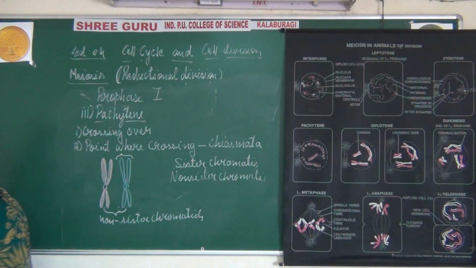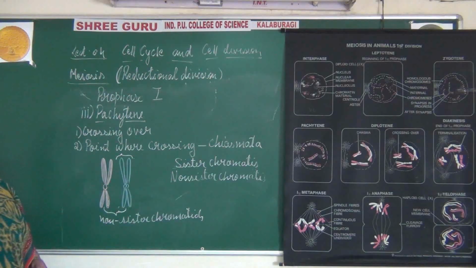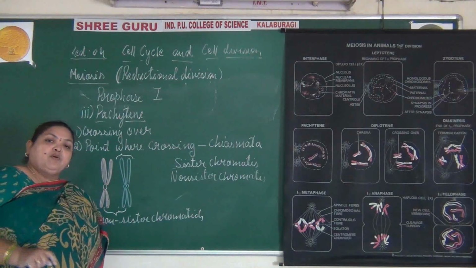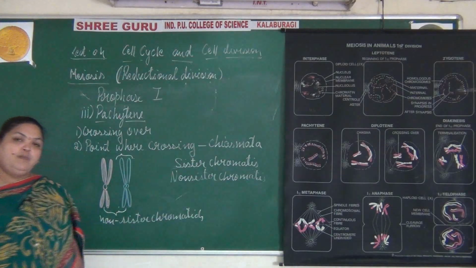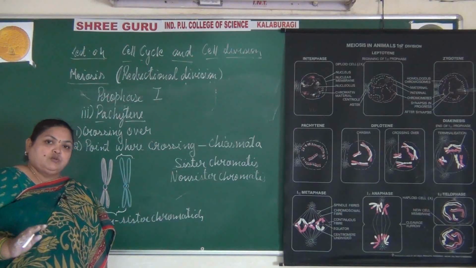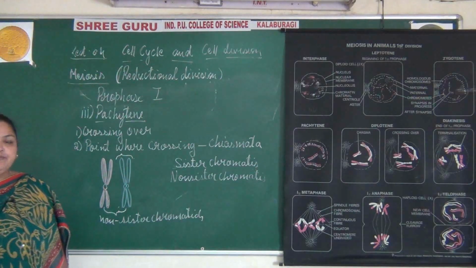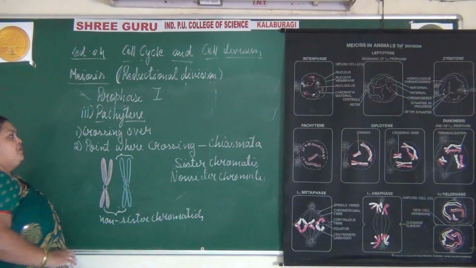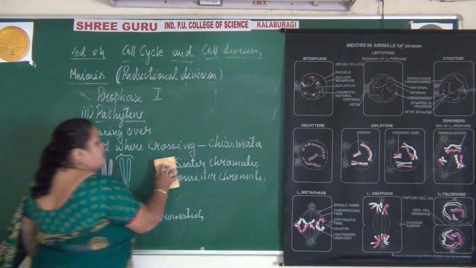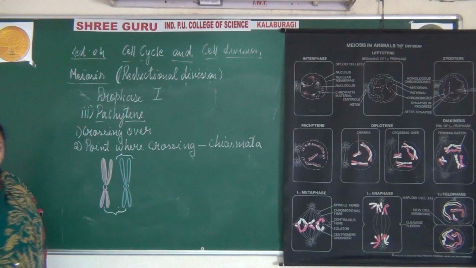are called non-sister chromatids, where you can see that when the synaptic complex is formed, there is overlapping of the chromosomes. With the help of a protein complex, there is overlapping of the chromosomes. Those chromosomes form a complex known as the synaptic complex. When there is overlapping, there is a process called crossing over. So, crossing over occurs between the non-sister chromatids.